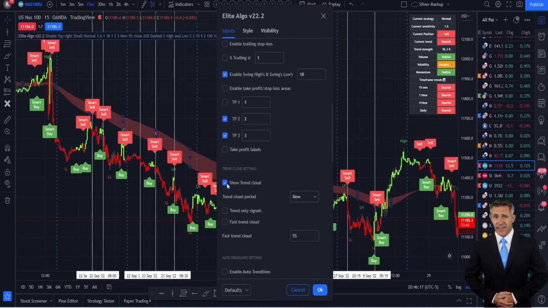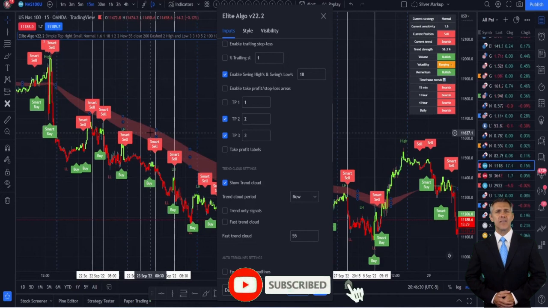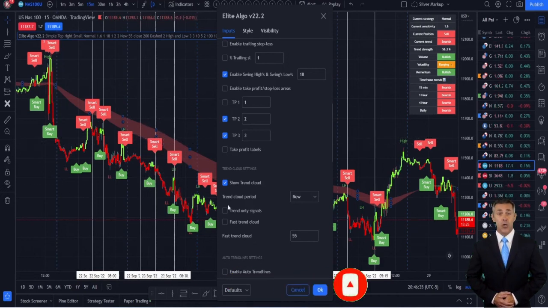So let's go to the trend cloud. The trend cloud is just going to be this part right here. It shows you, the wider the cloud, the stronger the trend. The thinner the cloud, the weaker the trend, and the color of the cloud is what the trend is. So a red cloud is going to be for a downtrend. The up cloud is going to be green.